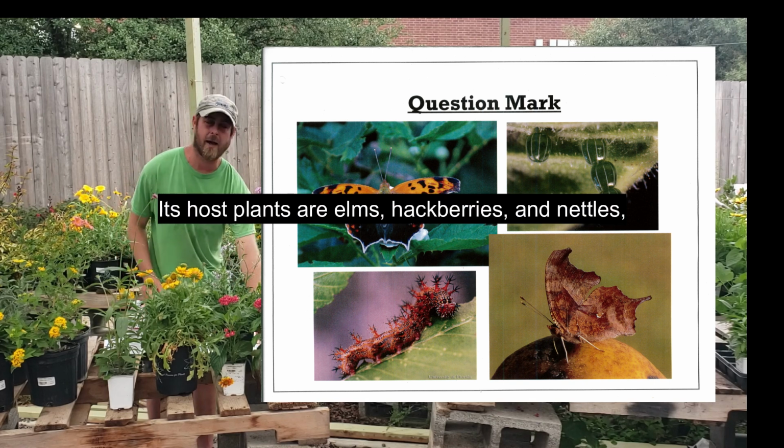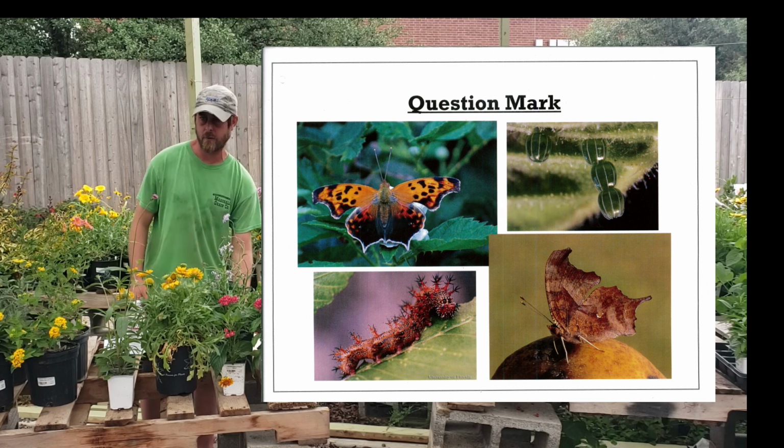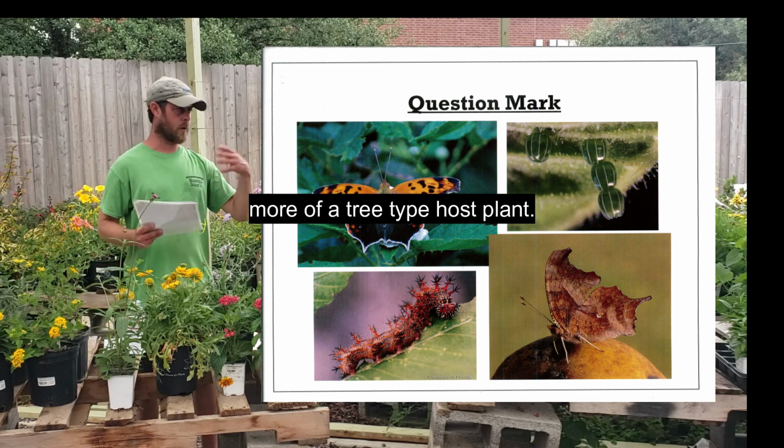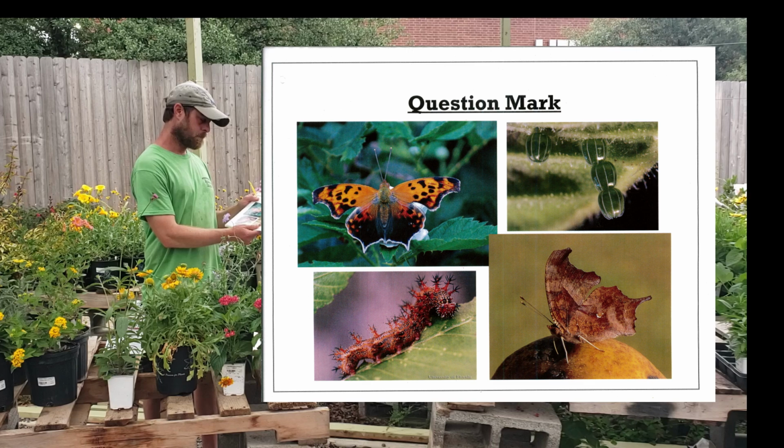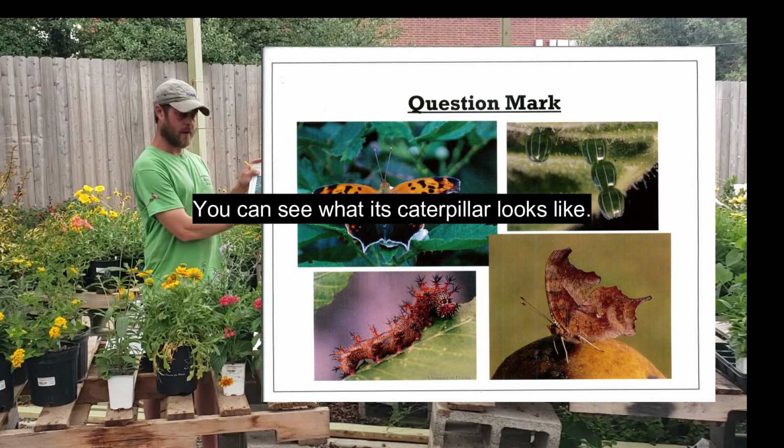Its host plants are elms, hackberries, and nettles. So this would be one that's more of a tree type host plant. You can see what its caterpillar looks like.